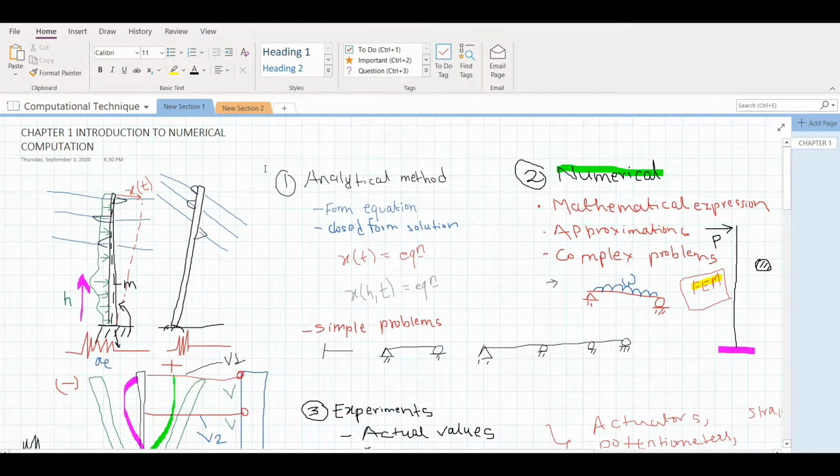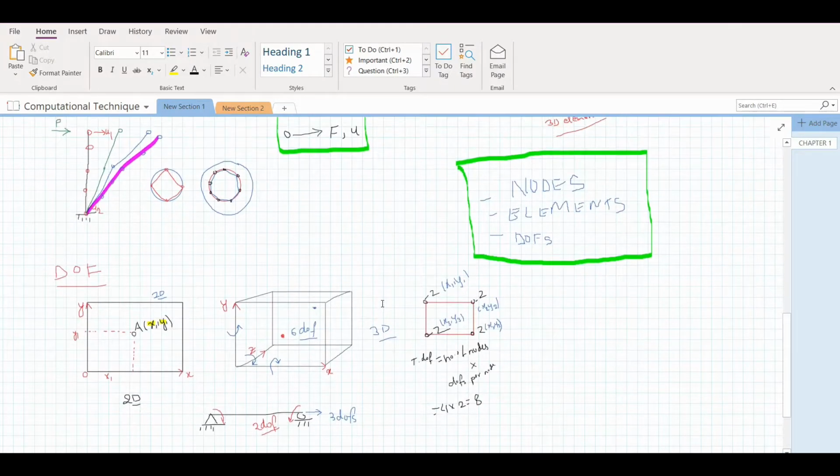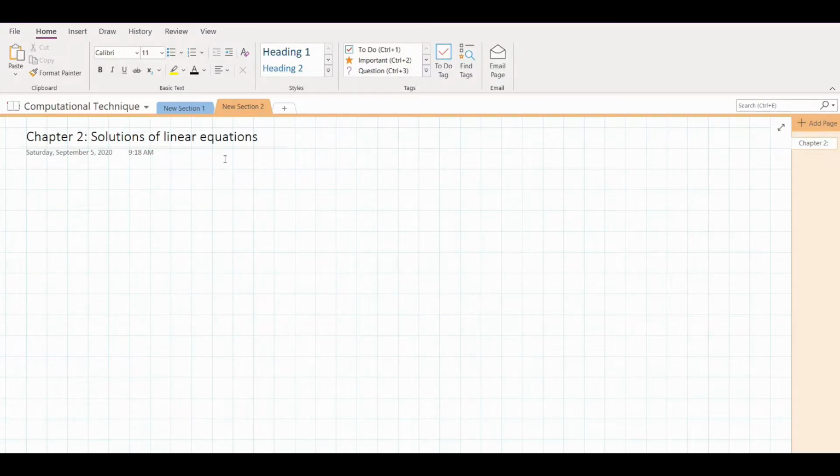In the last session, we briefly discussed the finite element method and we learned about certain terms which are very essential in the finite element method, which are nodes, elements, and degrees of freedom. Now today we move into the second chapter, which is on solutions of linear equations.